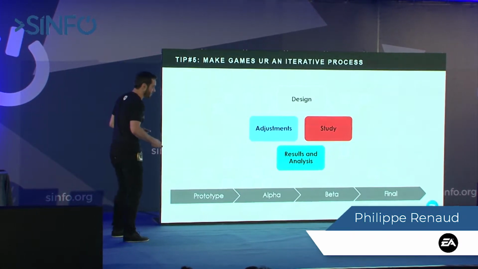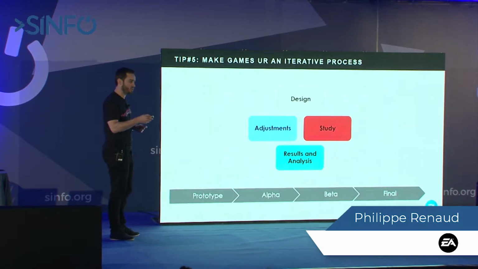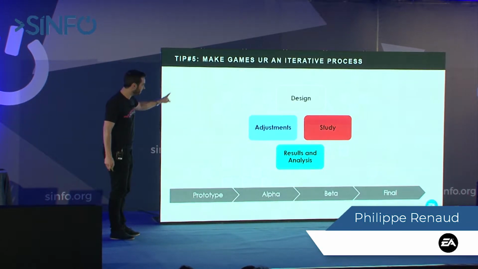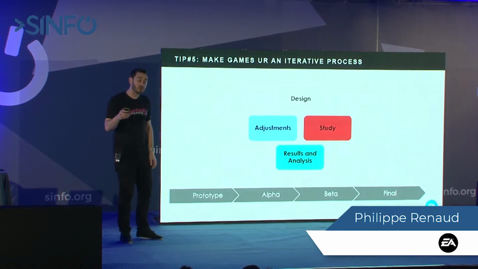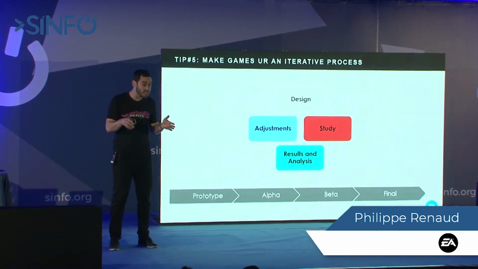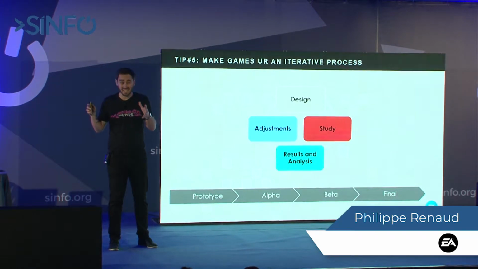And obviously, near the end, there's a lot of polish opportunity. But I mean, have that wheel spin and turn throughout the whole development cycle. I think it's much more useful to have a series of small tests than that one big test in the middle of your production. That's my take on it.